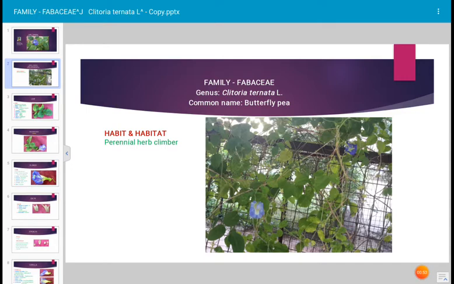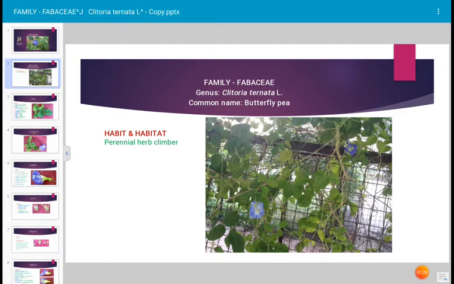Habit and habitat. How is the habit and habitat of this Clitoria ternata? It is a perennial herb climber, and it is a deciduous perennial herb. Deciduous means that it annually sheds its leaves. Such a plant is described as deciduous. And what is perennial? Perennial plants survive two or more years, or many years. Such plants are perennial plants, and this is a perennial herb climber.